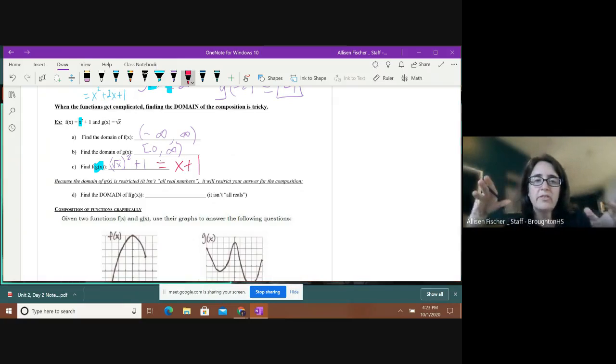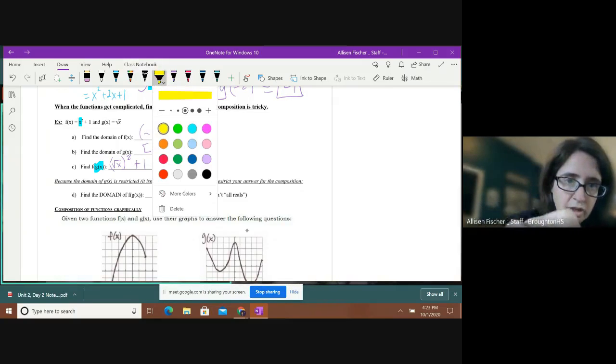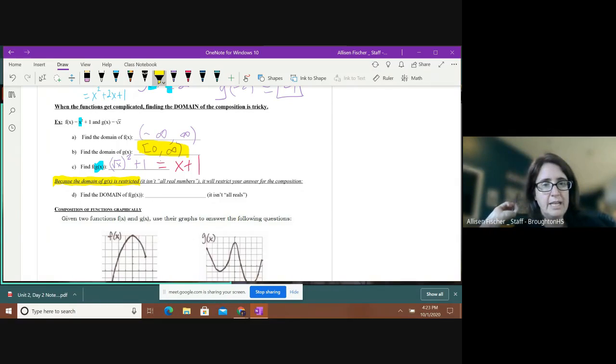So if I look at that expression x plus 1, I think, oh, that's just a line, and a line has the domain all real numbers. So here's the tricky part. It says that because the domain of g of x is restricted, and what I mean by restricted is that it only goes from 0 to infinity, it's not all real numbers, it's going to restrict your answer for the composition.